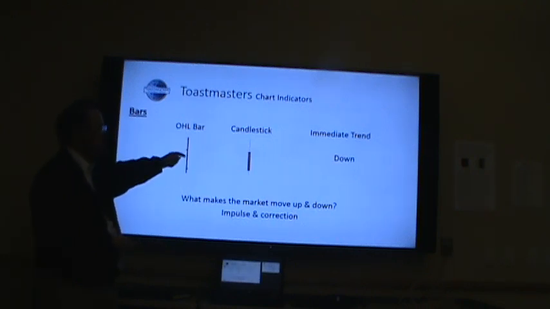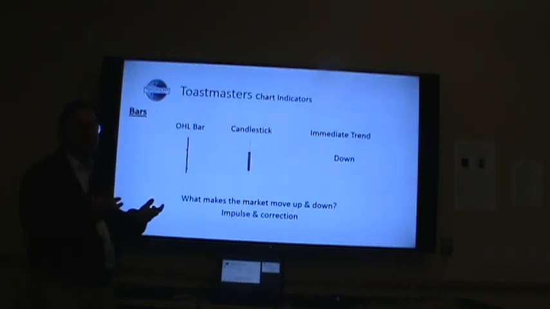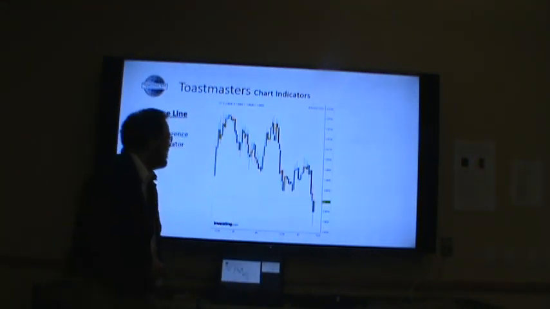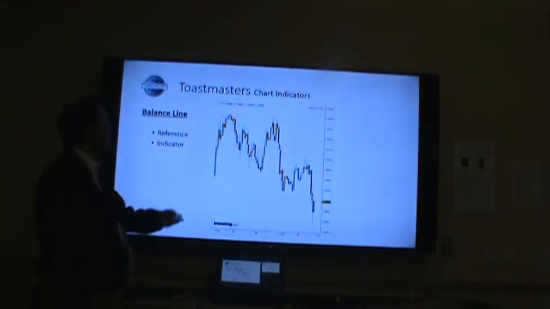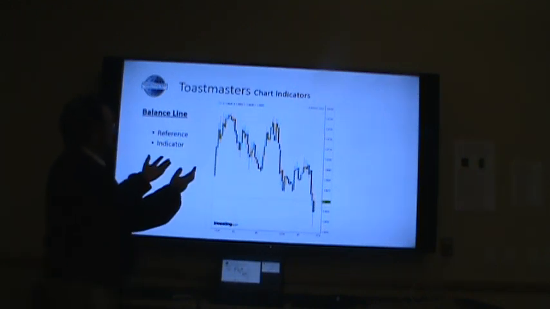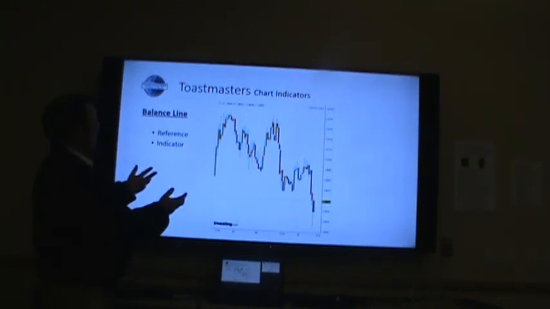It's going to be somewhere in that daily bar because all the traders have determined that's going to be the price. So it's always impulse and corrections. So this is a chart. You can see there's no balance line. So it's really hard to determine what's going on here.